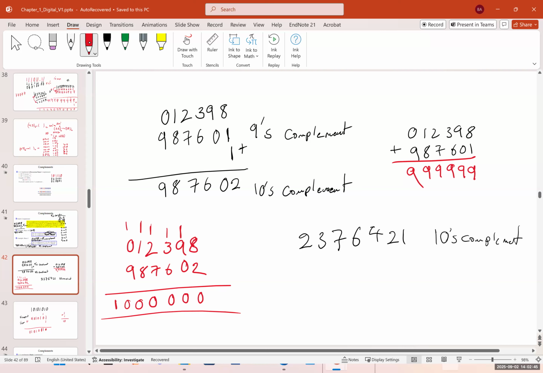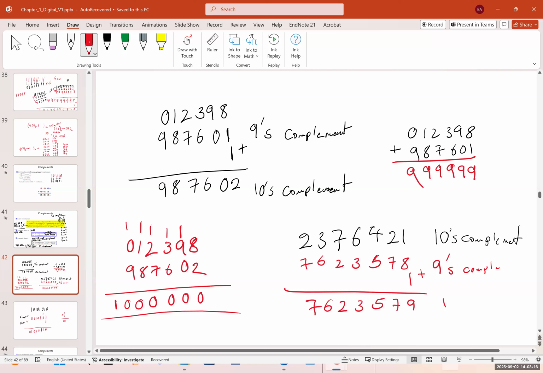7, 6, 2, 3, 5, 7, 9. Yes, correct. So the first thing that I would do, I would find the 9's complement. So the 9's complement, this would be 8, 7, 5, 3, 2, 6, 7. Am I correct? Now, I would simply add 1 to it. So this is going to be 9, 7, 5, 3, 2, 6, 7. So this would be its 10's complement.